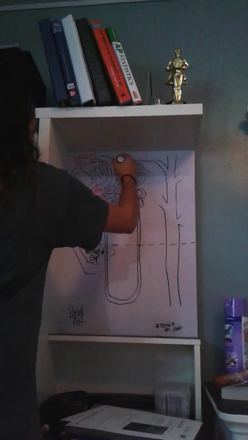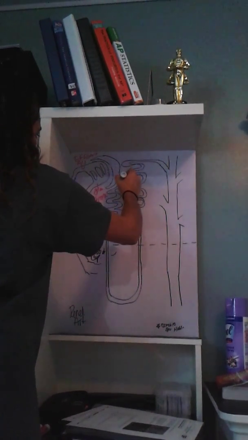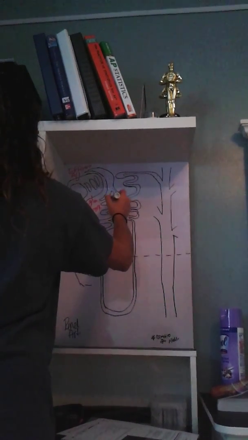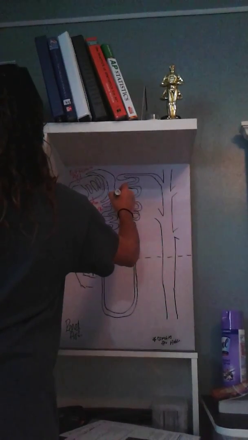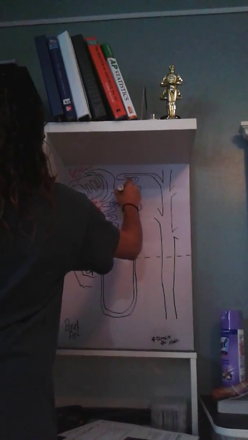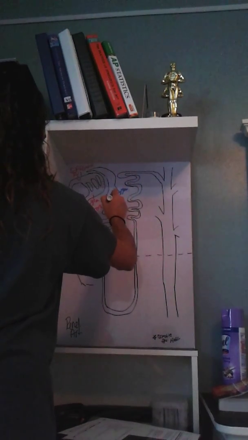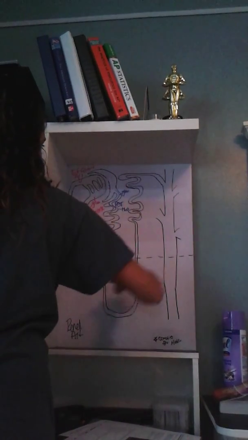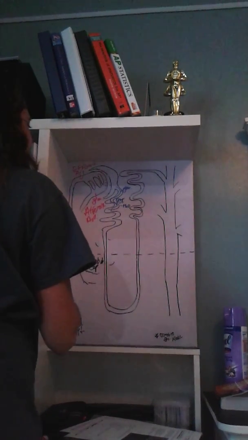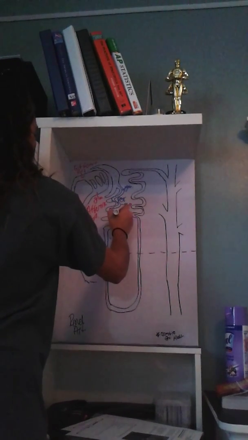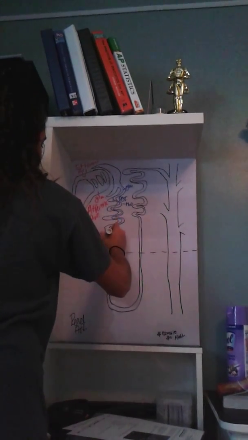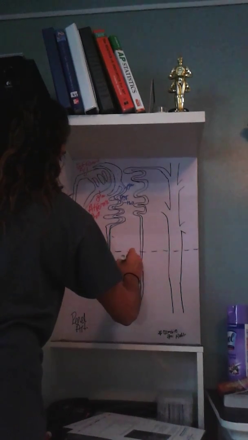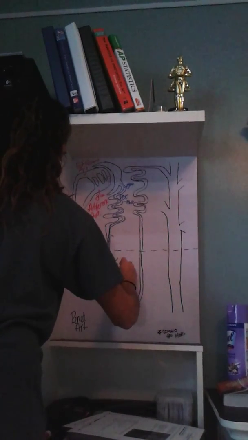So here in Bowman's capsule, our filtrate travels down the proximal convoluted tubule, which is PCT. And here, glucose gets reabsorbed into the body, and so does some H2O. There's still plenty of H2O traveling throughout the system. And then our filtrate makes its way down to the descending loop of Henle. This is the descending loop of Henle.